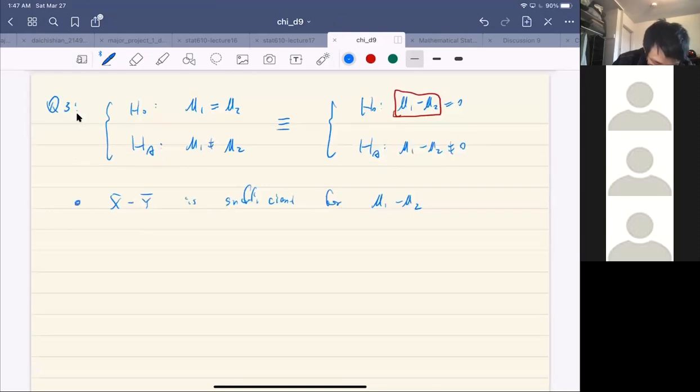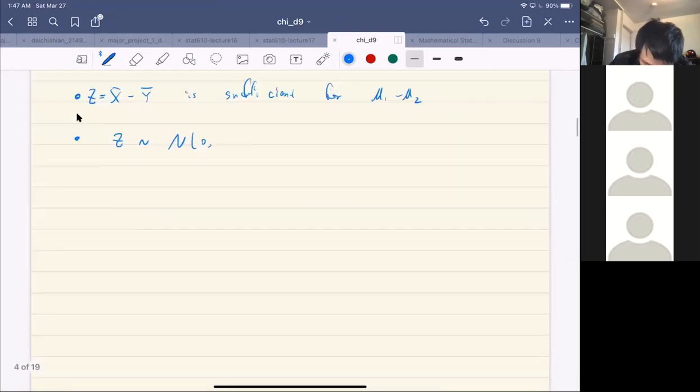Let's say this variable is Z, and Z is normally distributed with variance 2 divided by n. So it's satisfied. That's the theory.